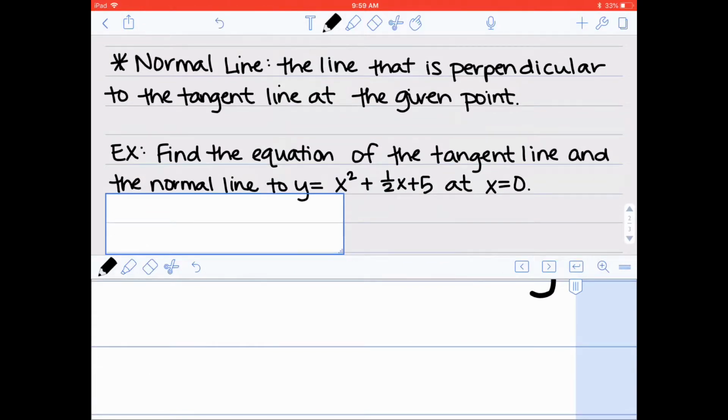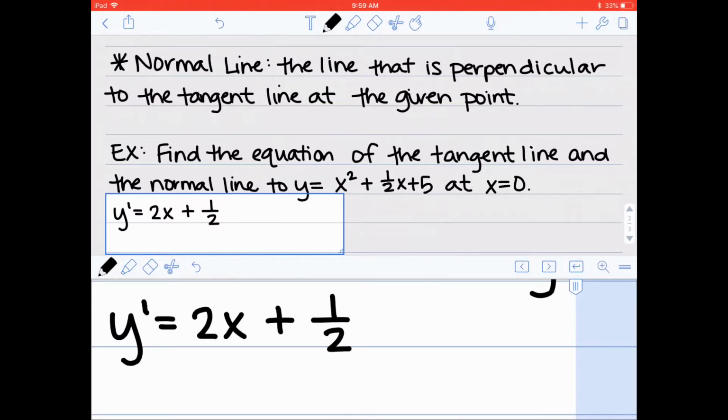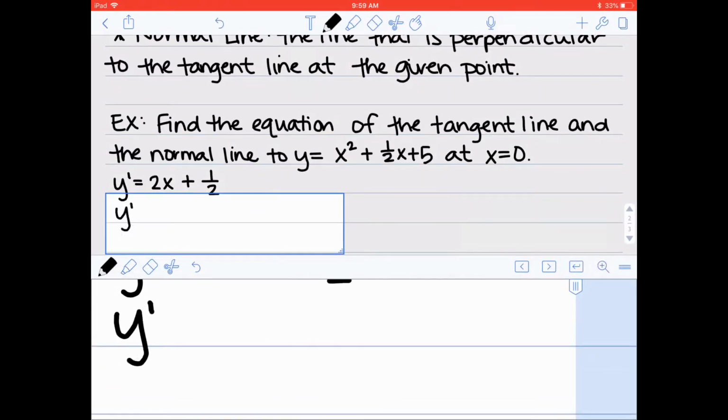Okay. So to find the equation of the tangent line and the normal line, we're going to need to have a point and we're going to need to have a slope. So first, I need the slope of the tangent line. So I'm going to say y prime, so I need to find the derivative. So that's going to be 2x plus 1/2. Okay, there's my derivative. Now I need to evaluate that derivative at the location so we can find the slope at that specific point in the graph.